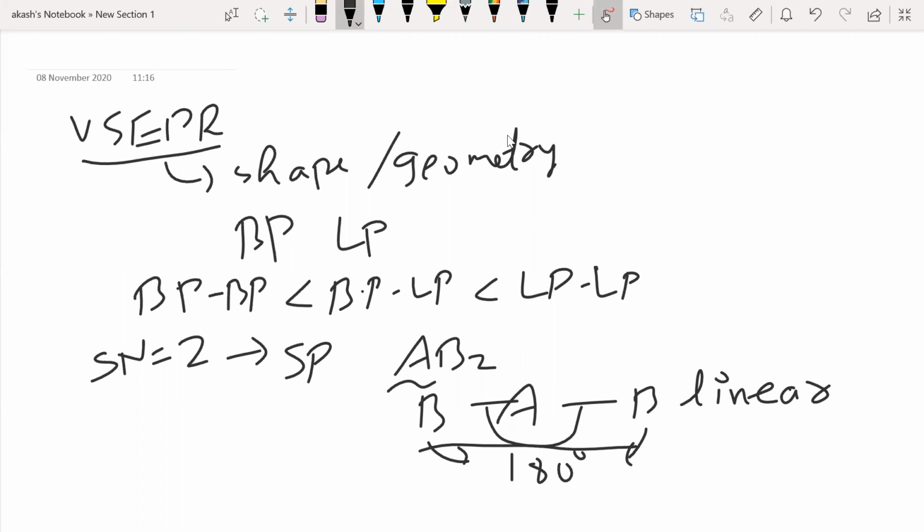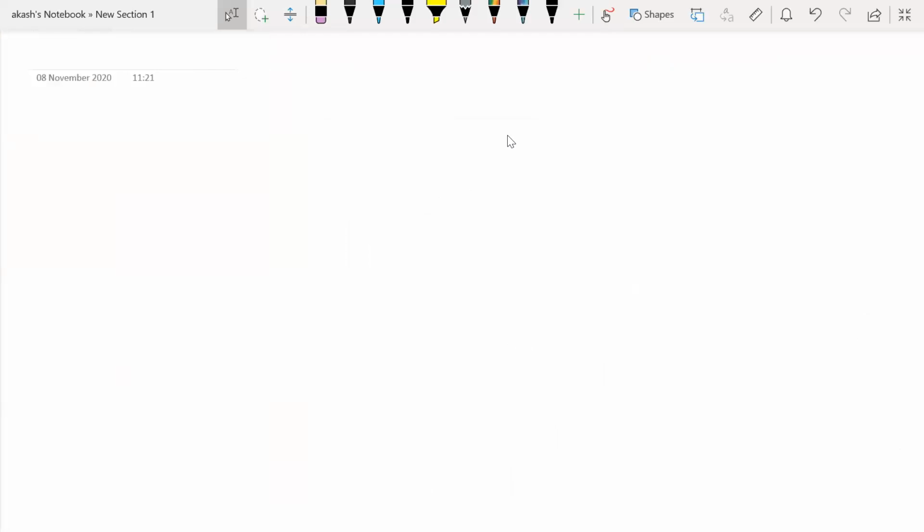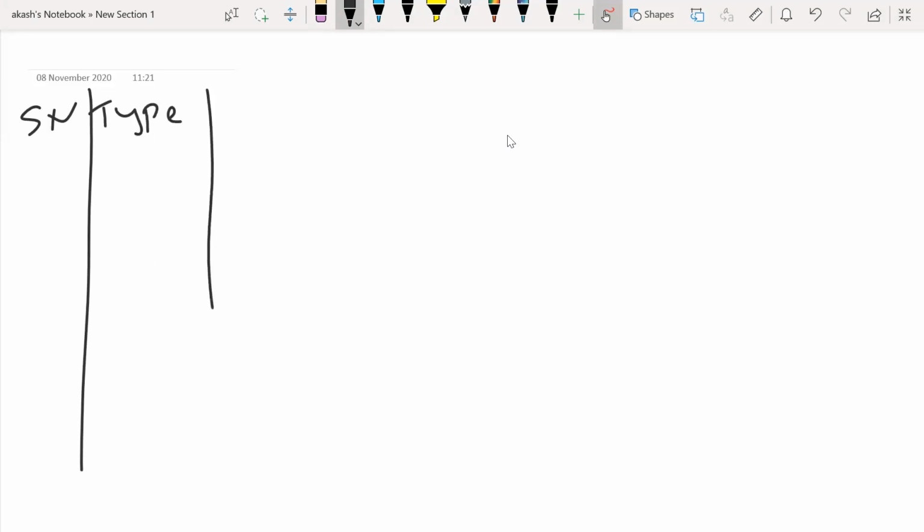Okay, so what we'll do now is we'll make a table, right? That table is going to be really helpful for you. Let me add a page. In this table, we are going to put first the steric numbers, and then I'm going to have the type of molecule, right? Next, I'm going to have steric number, type, and what else?